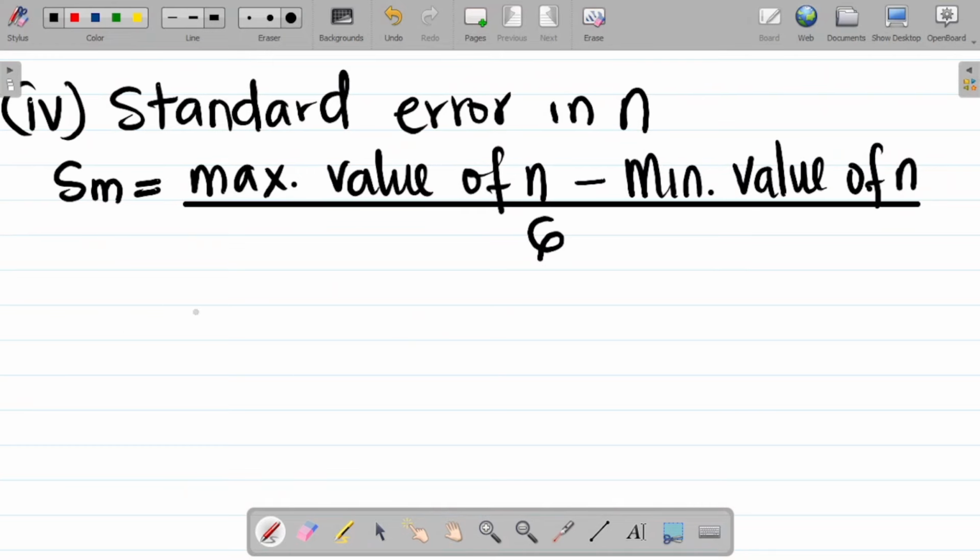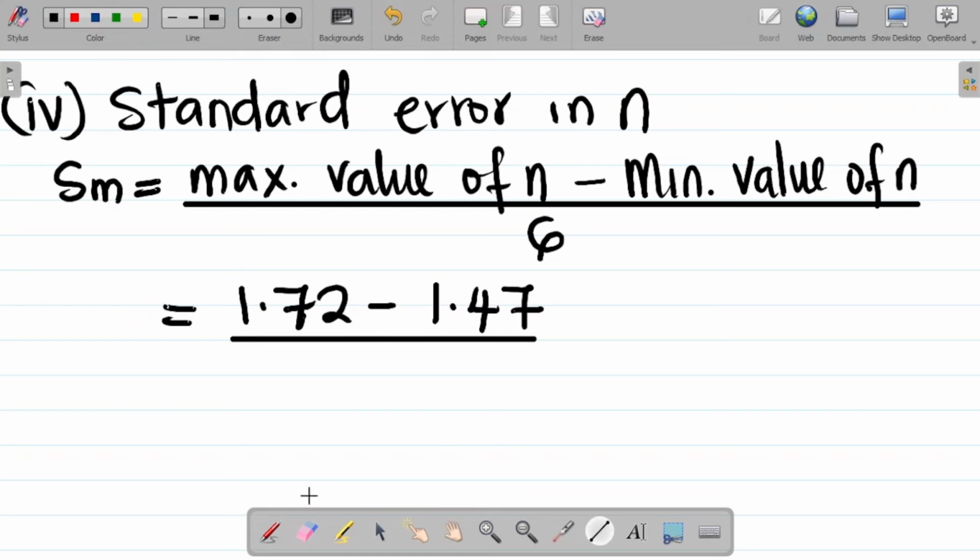Now the maximum value of N, as we had, was 1.72. So it becomes 1.72 minus the minimum value of N, as we had, 1.47. So 1.72 minus 1.47, all divided by N, which was what there? 6. So if you punch this, you should have about 0.04 as your answer. 1.72 minus 1.47 all over 6, that's approximately 0.04.